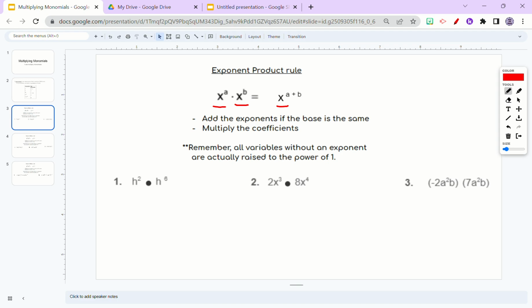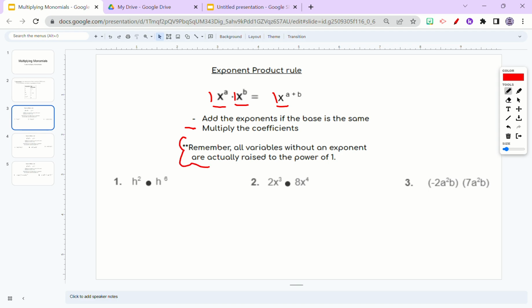Now, underneath, I did write multiply the coefficients, which in this example problem, the coefficient would have been 1, right? They're not written there, but you understand that they are there. And so there really is a 1 here. You don't need to write it, though, because that's just 1. 1 times 1 is 1. If you had other numbers there, then you would multiply them.